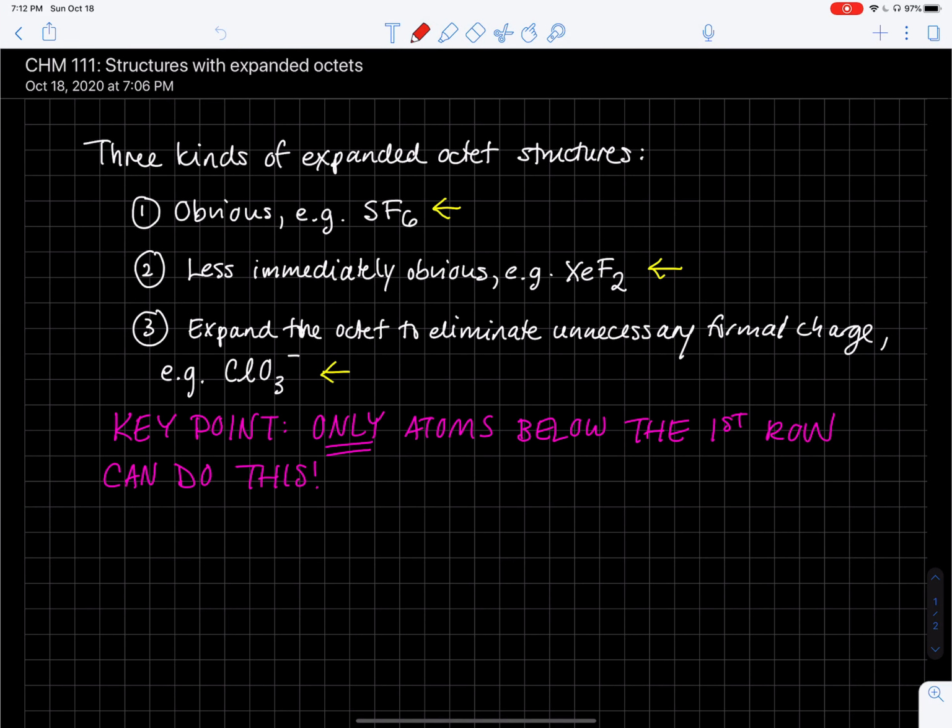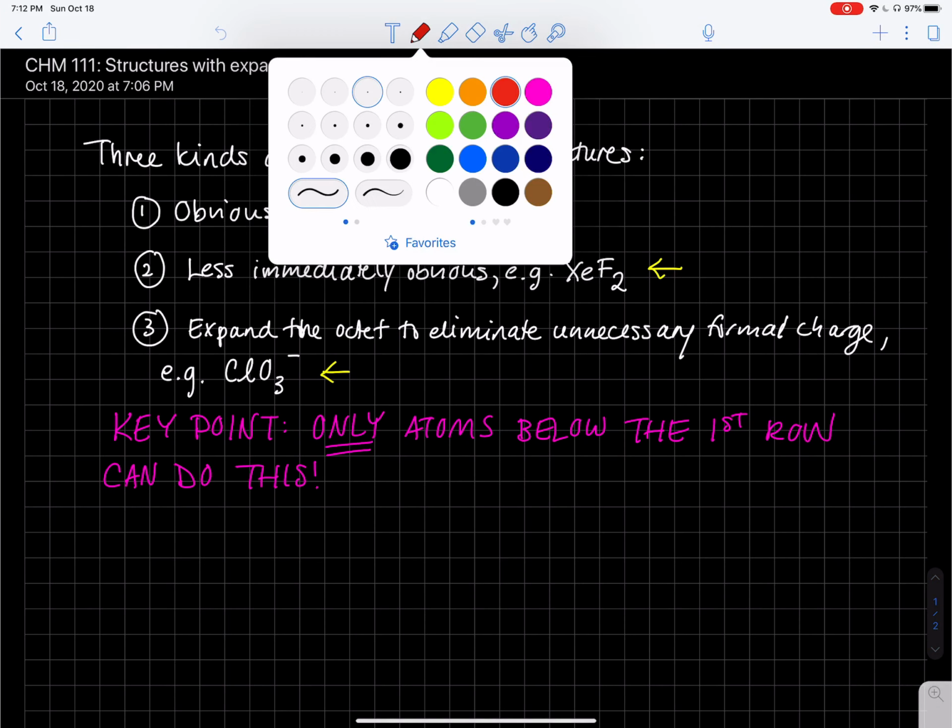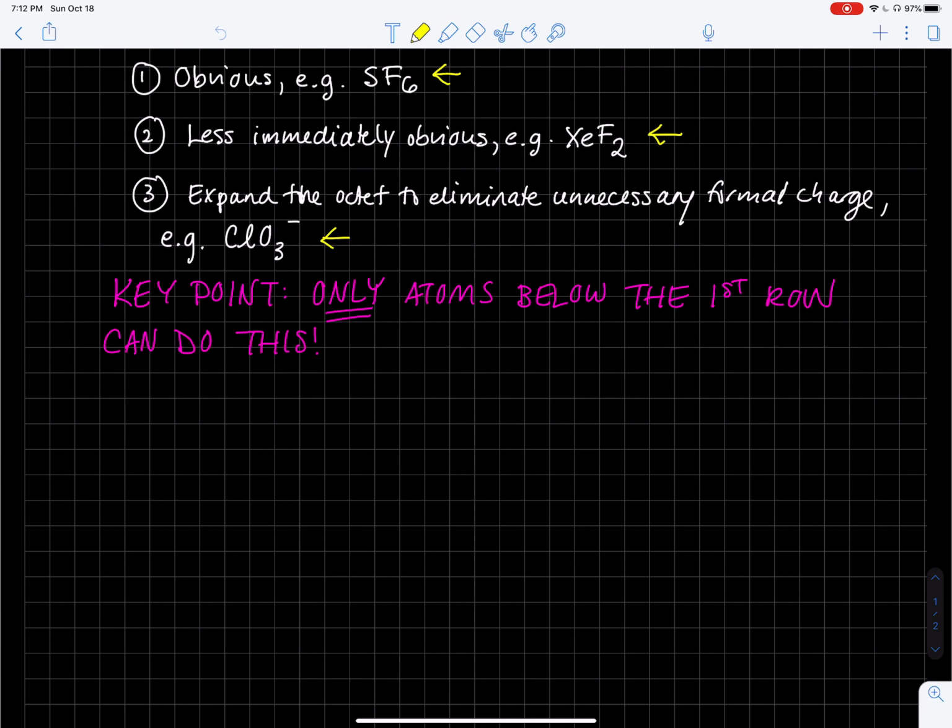Okay, so we'll start with SF6 and we'll just draw the Lewis structure. So SF6, the valence electrons, sulfur has 6 valence electrons. It's in oxygen's column. Fluorine has 7 because it's a halogen. And so that gives us 48 valence electrons total.